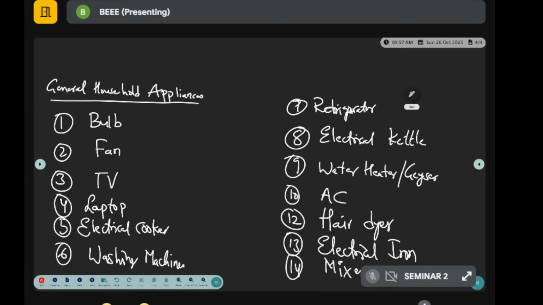Every electrical equipment is rated with power, which is measured in watts. Depending upon your financial condition, you may buy a low power rating, high power rating or medium power rating. Generally, bulbs are rated with 5 watts, 15 watts.